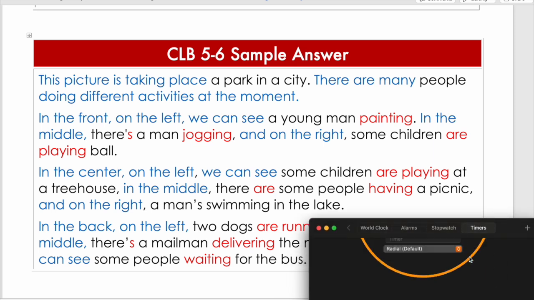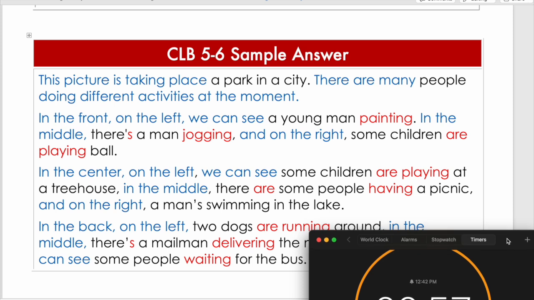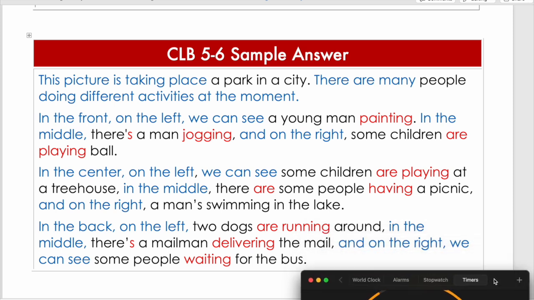Okay. This picture is taking place at a park in a city. There are many people doing different activities at the moment. In the front, on the left, we can see a young man painting. In the middle, there's a man jogging, and on the right, some children are playing ball. In the center, on the left, we can see some children are playing at a treehouse. In the middle, there are some people having a picnic, and on the right, a man's swimming in the lake.